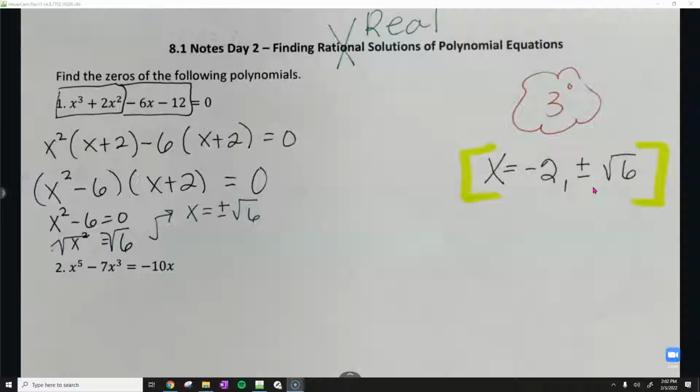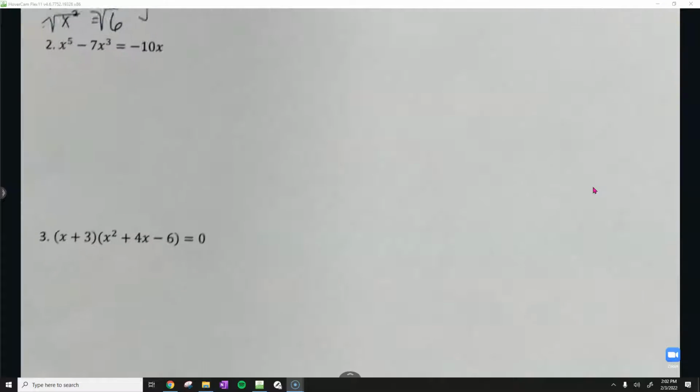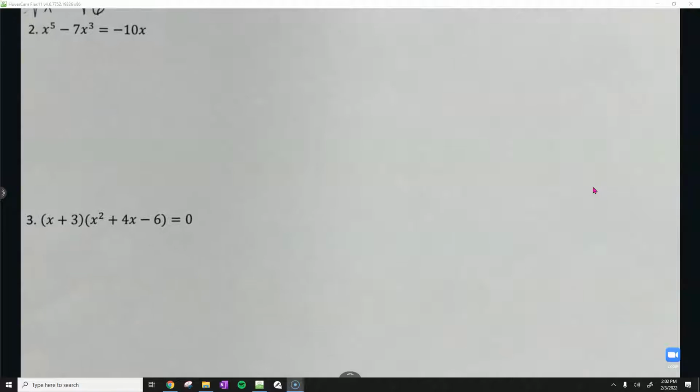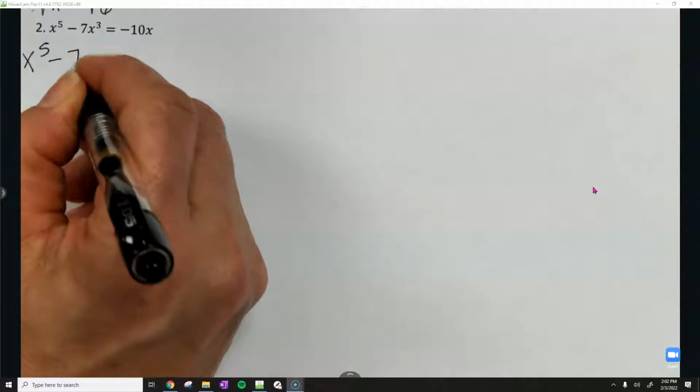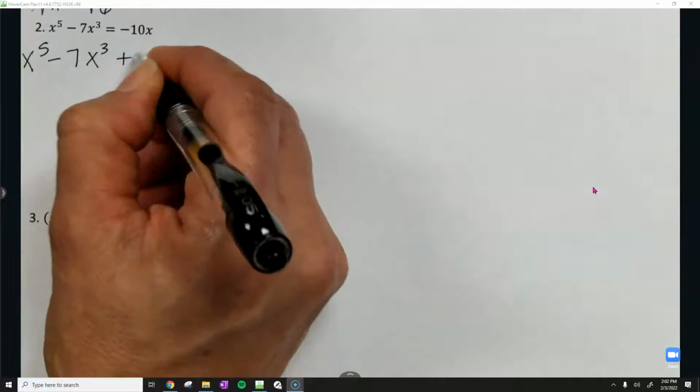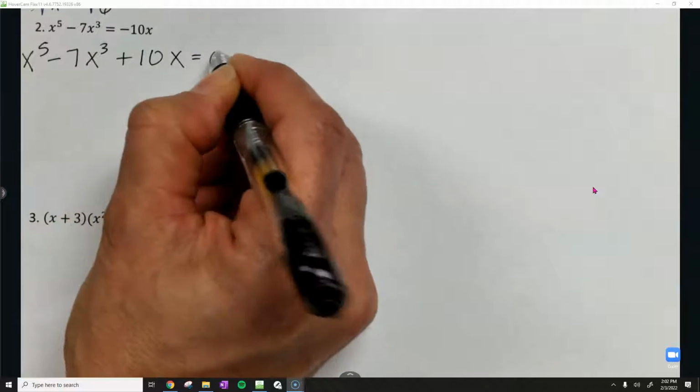All right, so let's go ahead and take a look at number 2. Number 2 has a teacher trick. Nobody's fallen for that. Everybody knows it has to be set equal to 0. So we got to move that negative 10 over. So this is going to be x to the 5th minus 7x to the 3rd plus 10x equals 0.